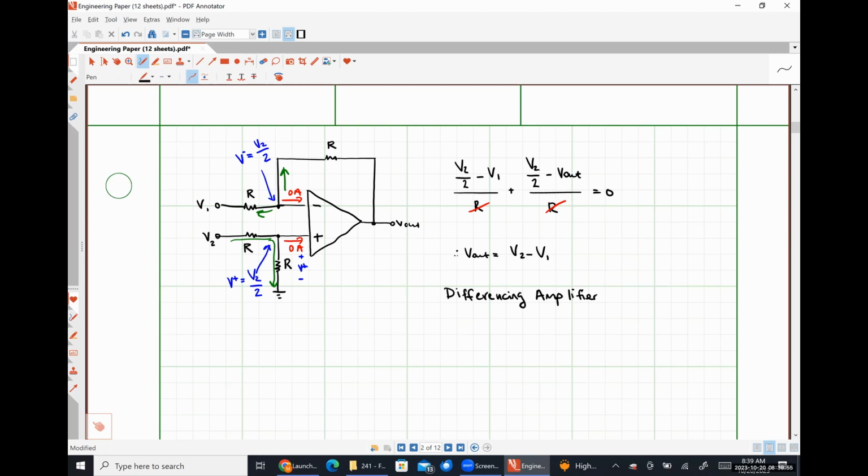So this is a differencing amplifier because the output of this amplifier is simply the difference between the two input signals, right?